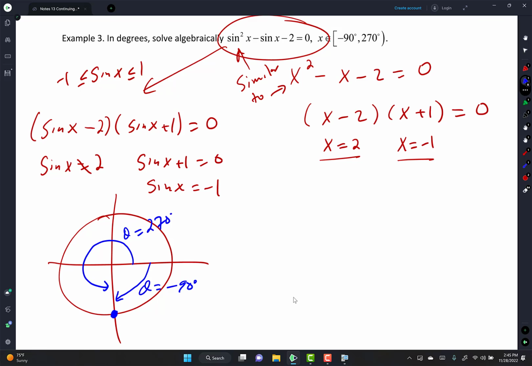Can I use 270 as an answer choice? Look at your domain. No. Can I use negative 90 as an answer choice? Yes. So my only answer is negative 90 degrees.